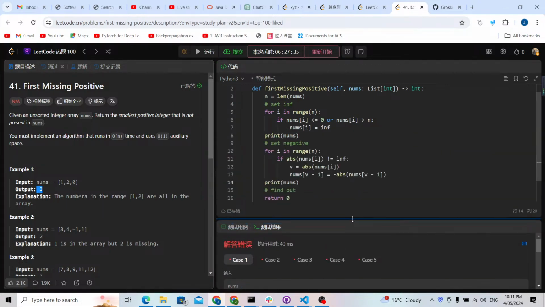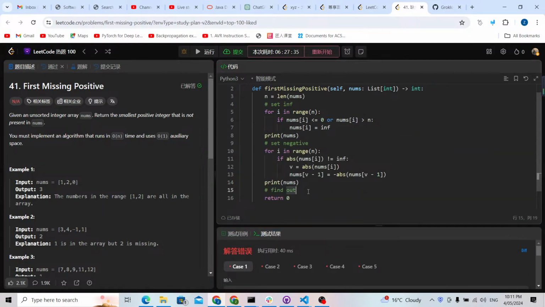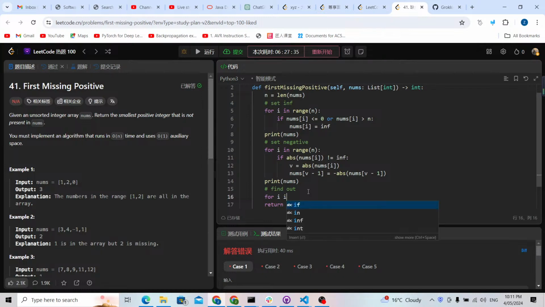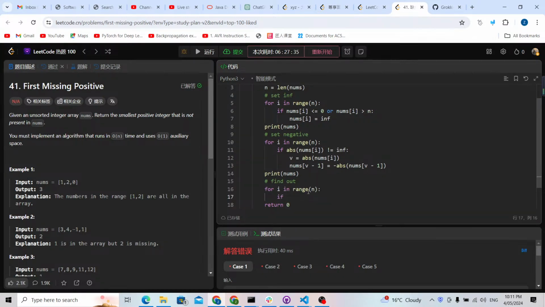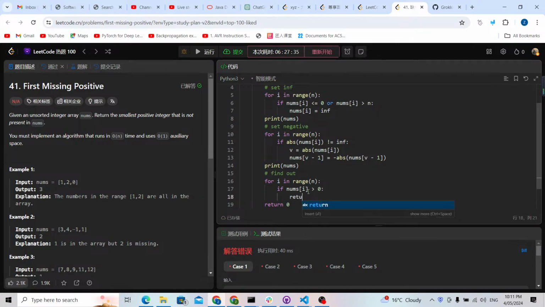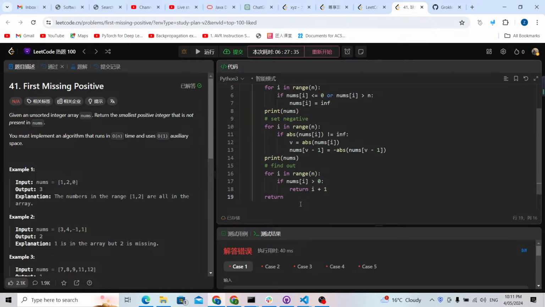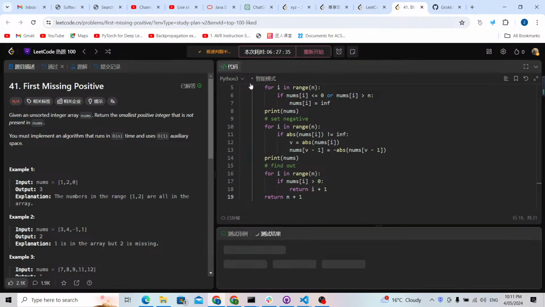Yeah. Now we're going to use the second loop, find out. So for i in range n, we check if nums[i] is a positive value. If it is more than 0, we return i plus 1. If we didn't find it, of course, we return n plus 1. It means if this is 1, 2, 3, we're going to return 4. Yeah. Now let me run it. Yeah, it seems it passed all the test cases.